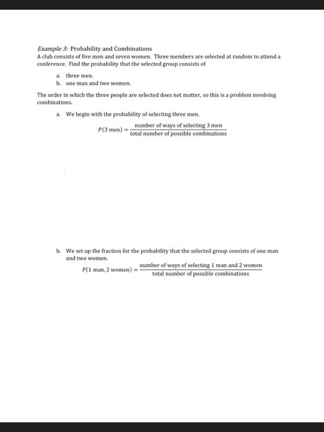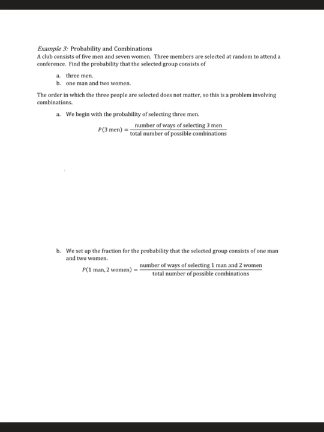Okay, we have one more example, but we're going to break this one into 2 parts. We're looking at probability and combinations again. Here we have a club consisting of 5 men and 7 women. 3 members are selected at random to attend a conference. Find the probability that the group consists of 3 men, and then the probability that the group consists of 1 man and 2 women. First, the probability of selecting all 3 men.